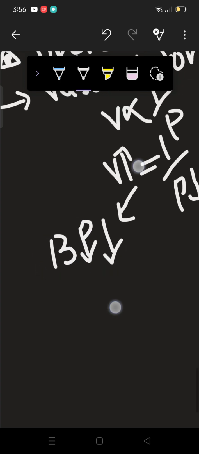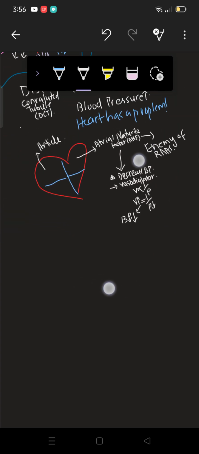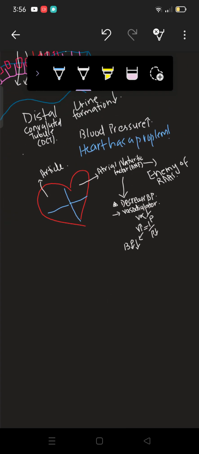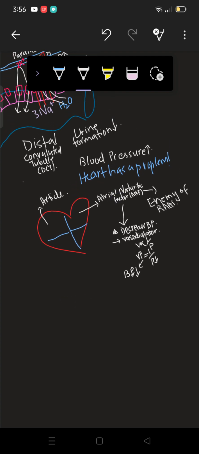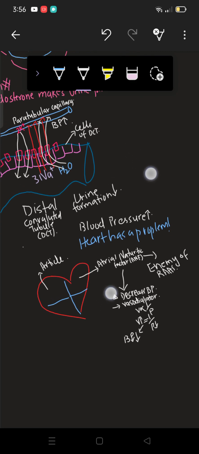All right. So this was all for today, as we discussed two questions: how renin is released and how aldosterone lowers urine formation. Then we discussed this as well: if blood pressure is high, then the heart has a problem, and the heart will release a factor which is atrial natriuretic factor. So we have discussed all of these. In the next video we'll be discussing osmolarity in the interstitial fluid. So this was all for today.